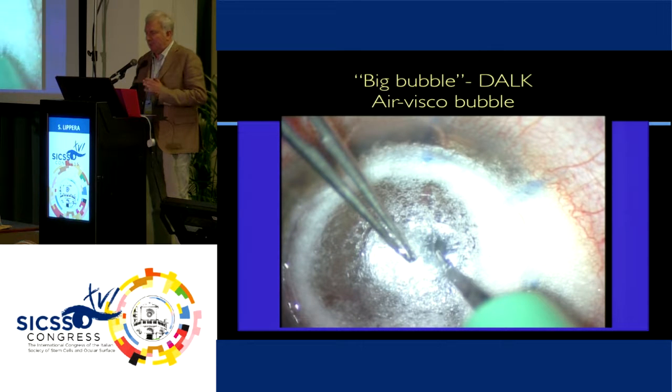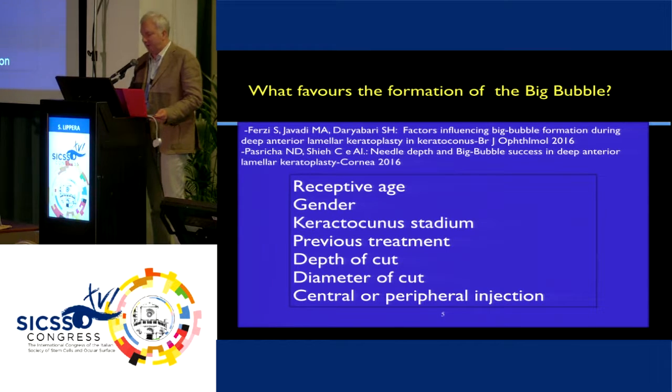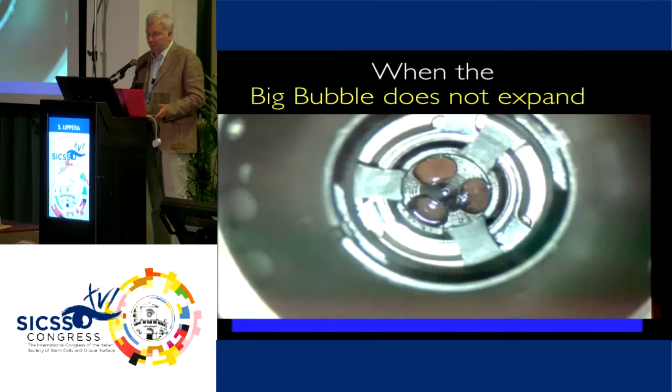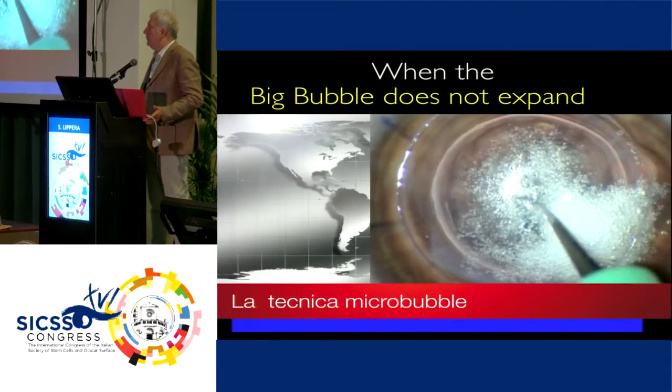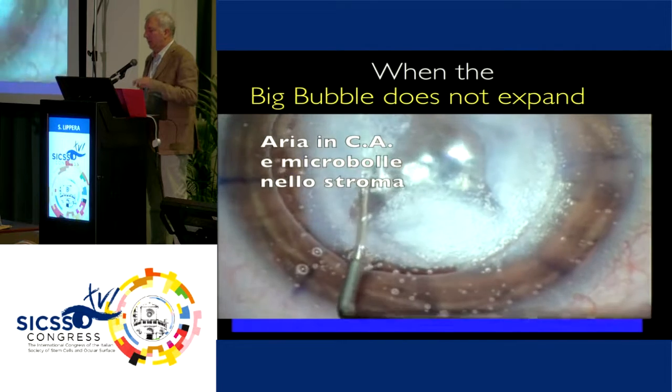In many cases, this might happen. Why is it so? First of all, because probably we haven't cut deep enough. The deeper the cut, the more easily the big bubble will be formed. In case of a failed big bubble, I resort to another technique, which is micro bubbles.